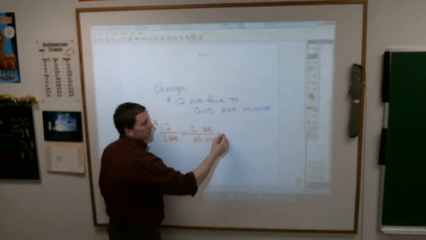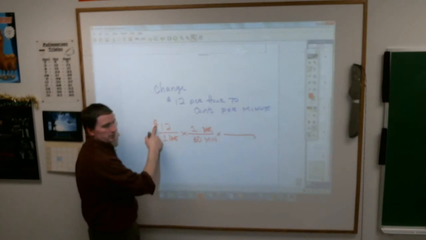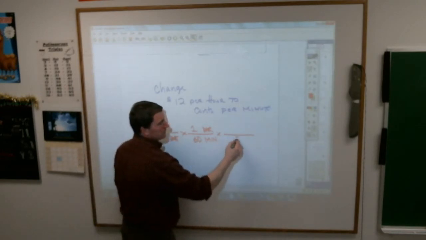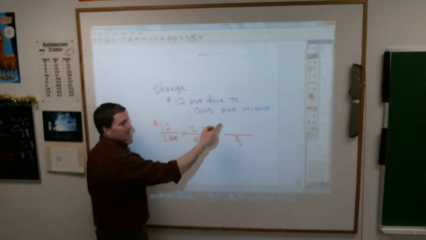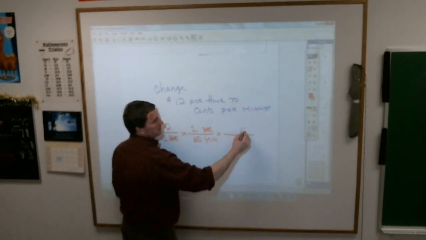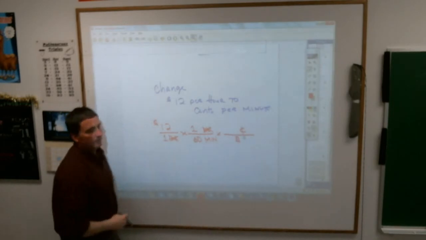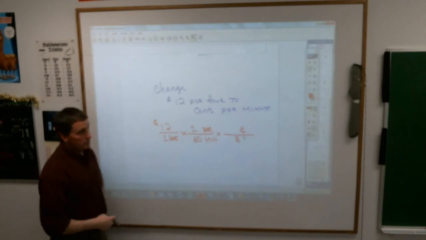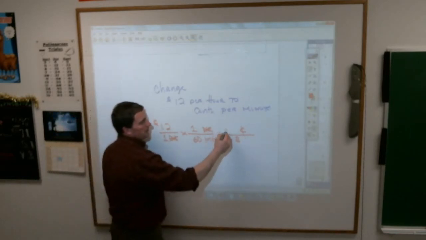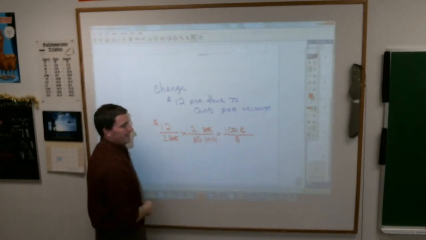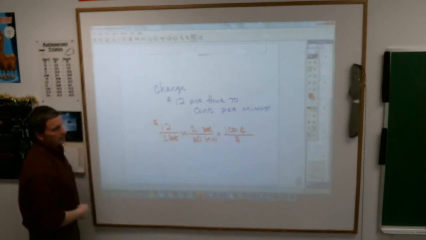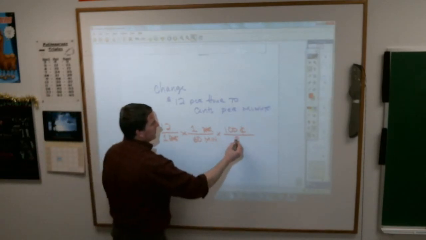Now I need one more unit multiplier that changes dollars into cents. And since dollars is on top, it has to be on the bottom here. I put cents down there, and I need to know my conversion. What is my conversion for cents to dollars? There are 100 cents per $1. So dollars have now crossed off.